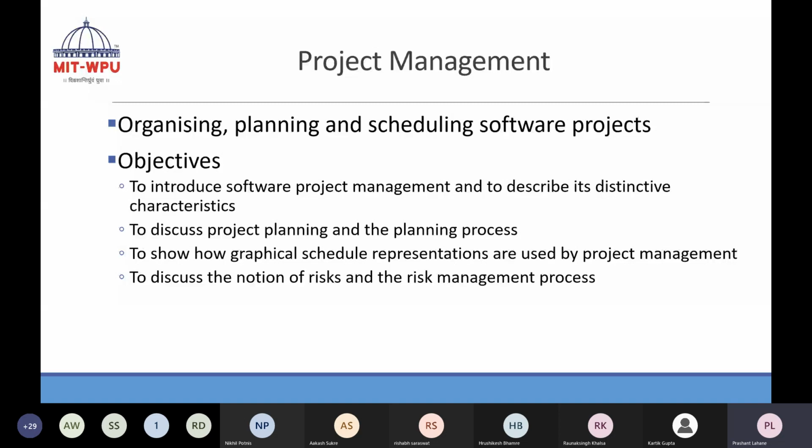A few objectives are considered in any project management. The first important objective is to introduce software project management and describe its distinct characteristics. Then we also discuss project planning and the project planning process, how it proceeds further. We can also show how graphical scheduling representation, like a Gantt chart, is used in project management. And we also discuss risk: how to identify the risk, how to assess it, and how to manage it, the risk management processes.